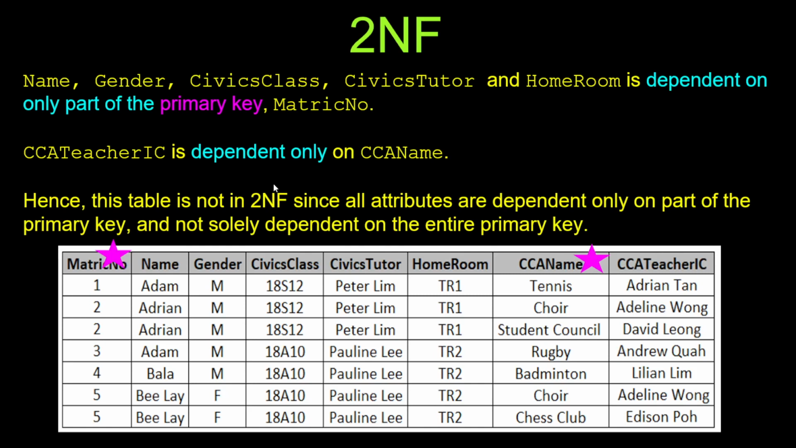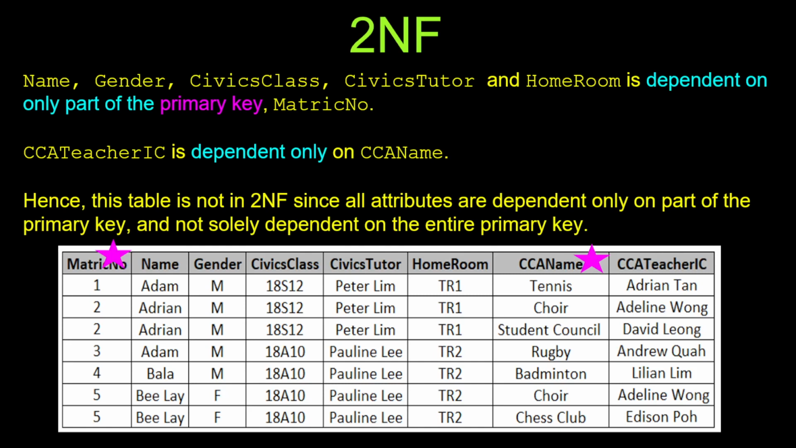Alright, then also the CCA teacher IC is dependent only on the CCA name. So what this is saying is that the name of the CCA teacher does not depend on the metric number. You can't tell that, because if you pick up 2, you cannot decide which teacher you are talking about, Adeline Wong or David Leong. But the CCA teacher only depends on the CCA name alone. So once you have the CCA name, you don't need the metric number to identify the CCA teacher. And once you have the metric number, you don't need the CCA name to identify the student's name, gender, civics class, and civics student homeroom.